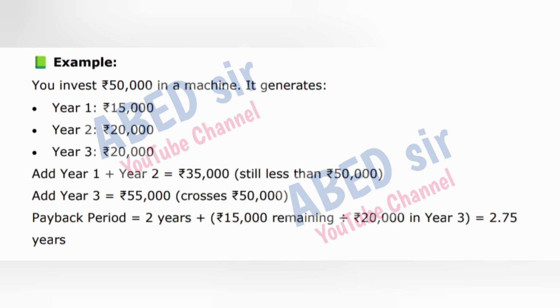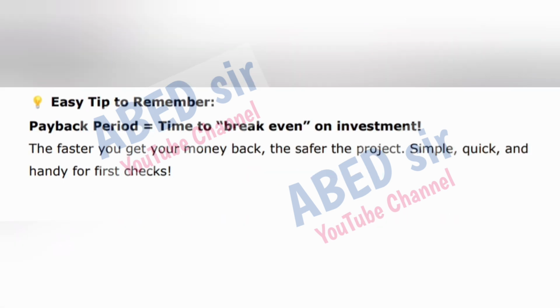Add year 1 plus year 2 is equal to 35,000 rupees, still less than 50,000 rupees. Add year 3 is equal to 55,000 rupees, crosses 50,000 rupees. Payback period is equal to 2 years plus 15,000 rupees remaining divided by 20,000 rupees in year 3, is equal to 2.75 years. Easy tip to remember: payback period is equal to time to break even on investment. The faster you get your money back, the safer the project. Simple, quick, and handy for first checks.